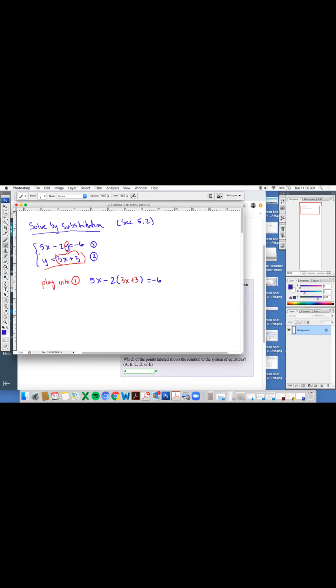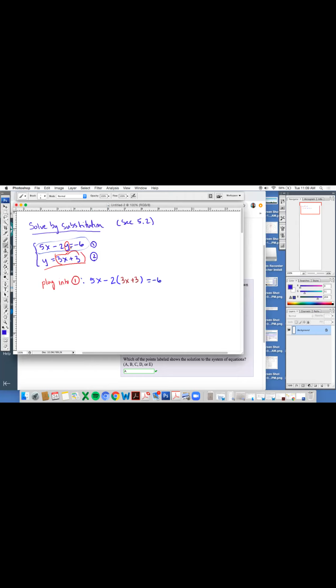So basically I took this first equation and wrote it, but when I came to the y part, I replaced it by parentheses 3x plus 3, which is what my second equation told me. So what we achieved here is that we combined both equations into one, and we got rid of one variable.